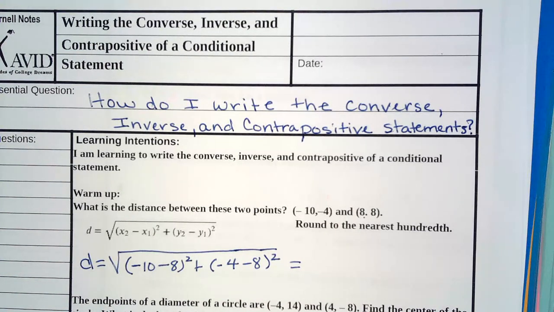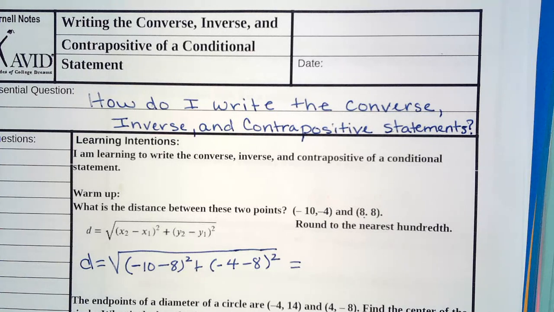So as you're looking today, class, we're learning how to write the converse, inverse, and contrapositive of a conditional statement. Your essential question is, how do I write the converse, the inverse, and the contrapositive statements? Learning intention: I am learning to write the converse, inverse, and contrapositive of a conditional statement.